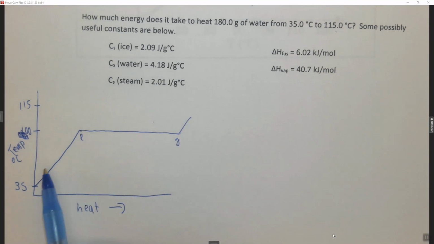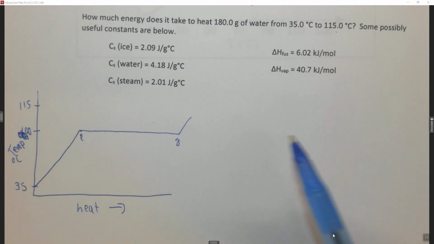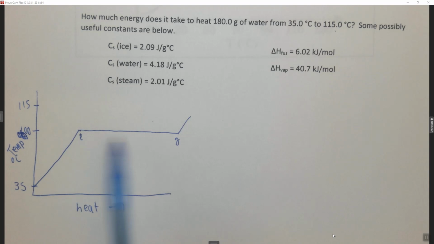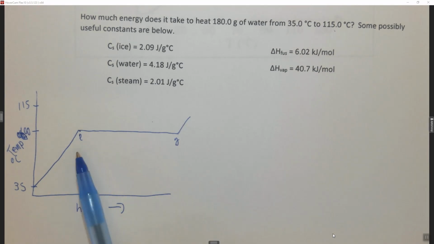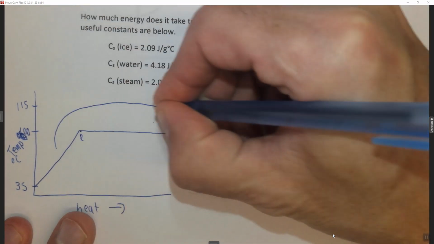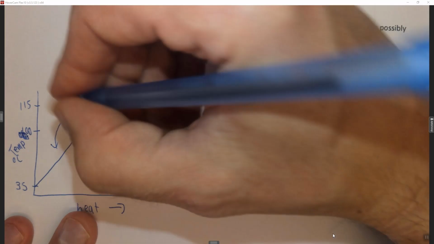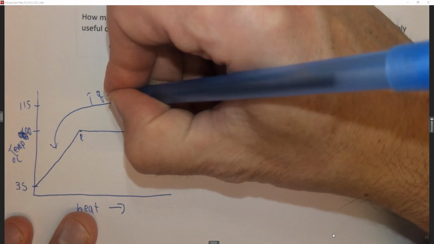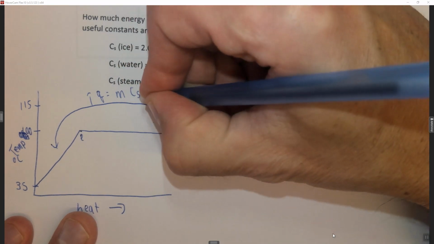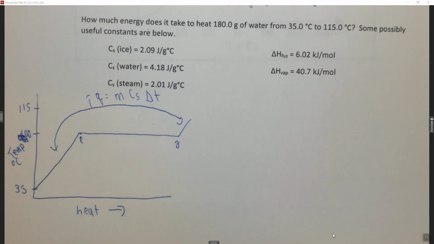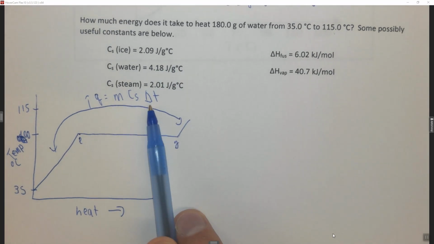So we have the two sloped ones. This has a slope of 0, but the two non-zero sloped ones, and then we have the part where we're adding heat, but the temperature is not changing because we're separating the molecules. We're going from a liquid to a gas. We're going through a phase change, which is why this is a phase change diagram. These two sections are described by the equation that you learned a long time ago, which is Q equals m c_s delta T, where m is the mass in grams, c_s is the specific heat capacity given here in joules per gram degree C, and delta T is the change in temperature.